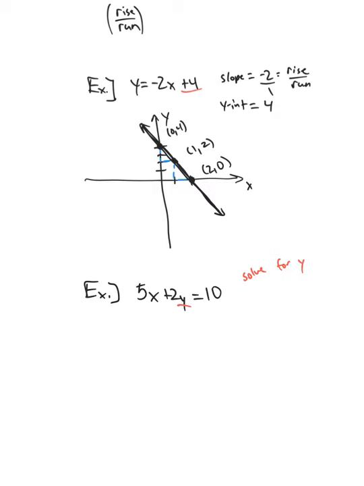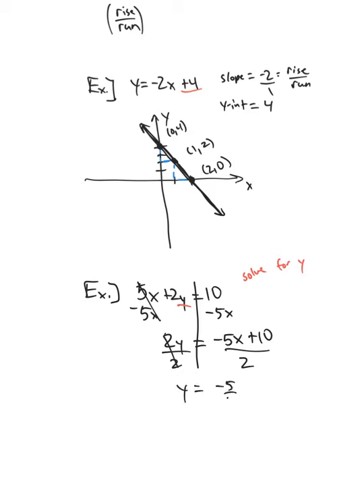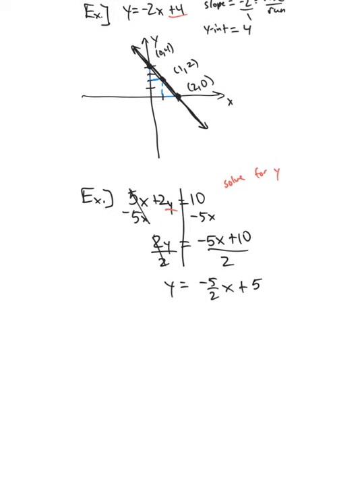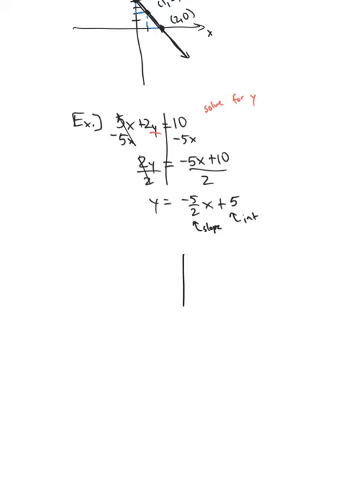Okay, and just using my algebra skills here, I'm going to subtract 5x from both sides. That gives me 2y equals negative 5x plus 10. And I'm going to divide by 2, get y by itself. It gives me y equals negative 5 over 2 x plus 10 divided by 2, which is 5. So guys, now I'm in slope-intercept form. There's my slope. There's my intercept. Easy to graph out of slope-intercept form.